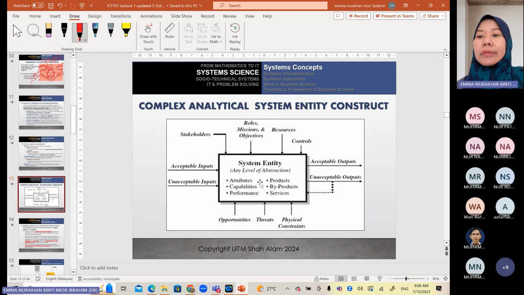Okay, and also the processes, the level of processes, what kind of processes that you're looking at. Sometimes the processes look into performance, capabilities, attributes, products, byproduct services, and also in terms of what are the control mechanisms, sometimes it provides opportunities. Let's say government inject dana, so dia bagi duit. So in terms of processing, you can do more different types of processes, more ways to produce things.